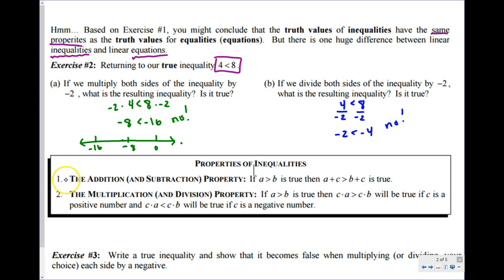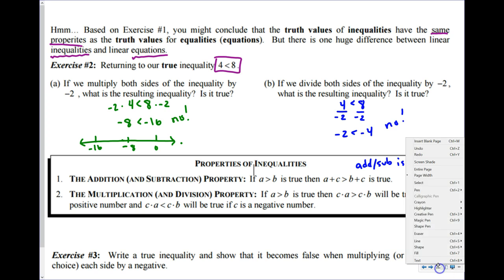So here we come to this really important property. Number 1, the addition and subtraction property says if A is greater than B, it's true, then you can add C to both sides and it will be the same. So this is saying that adding or subtracting is always okay, if it's positive or negative. Adding and subtracting is always okay no matter what.